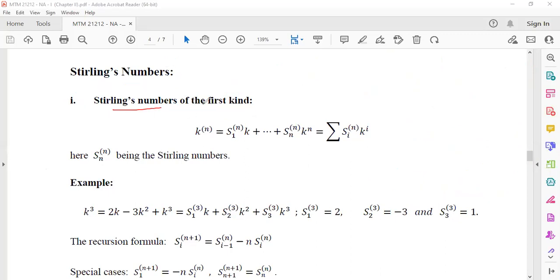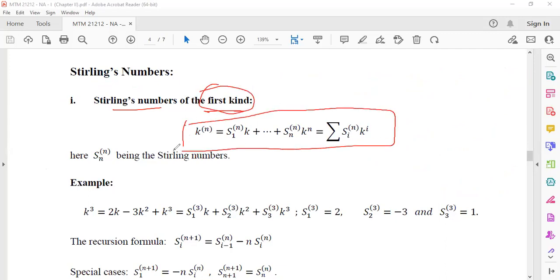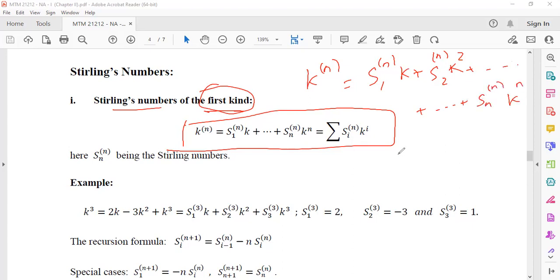So the Stirling numbers of the first kind. Similarly, we're going to see the second kind also. So the first kind says k^n can be written in this way. So k^n we have used for the factorial polynomial now. So k^n can be written as s1 n of k plus s2 n of k squared. I think power cut, so k^n. Can you hear me?